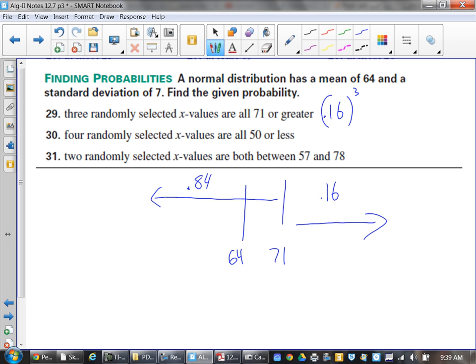Okay. 4 randomly selected values are all 50 or less. Well, we got to bring down our 2 standard deviations. There's 50. So we want to be 50 or less. Let's see. So that was 68. Excuse me, so that was 84. We know it's 84 this way.